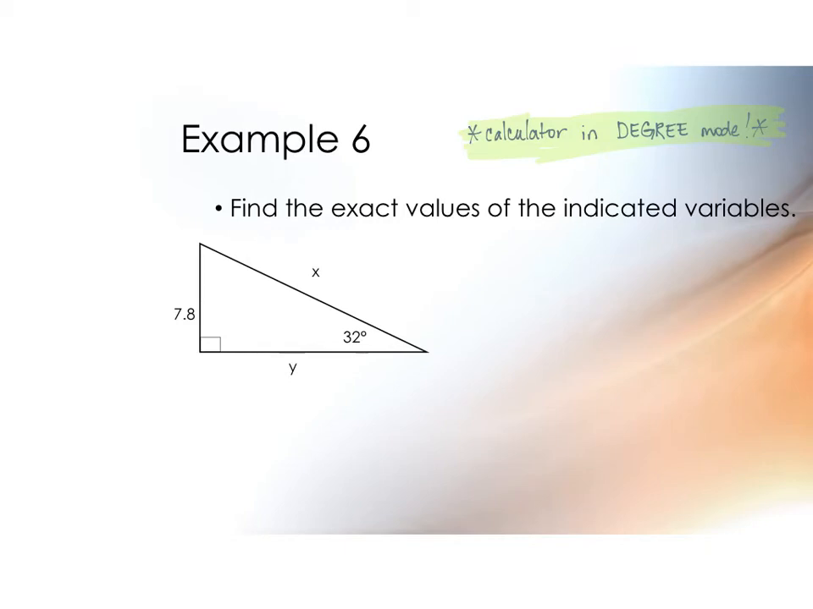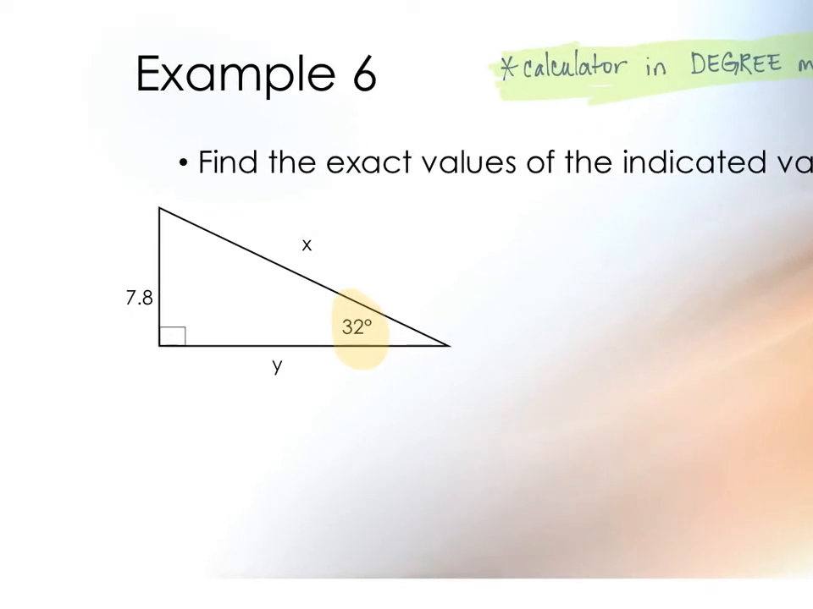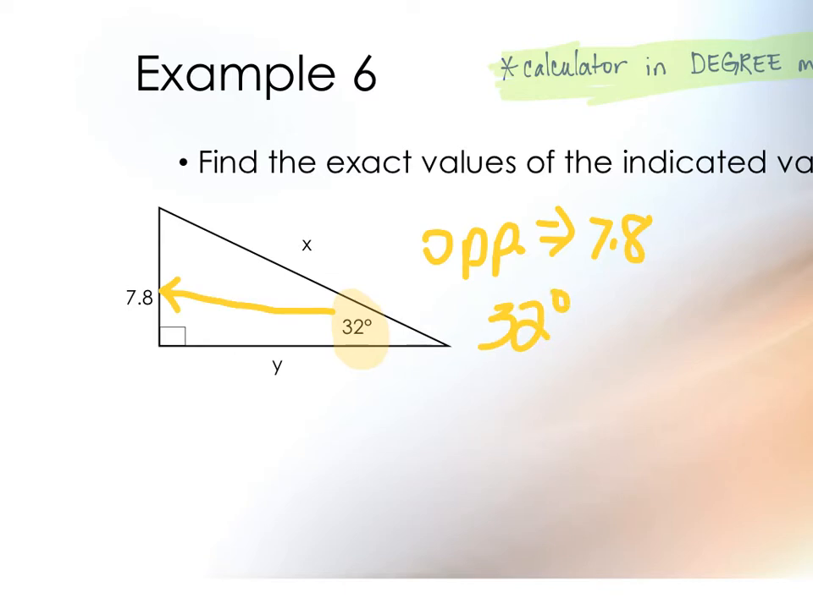Look at the information that is given. They gave me an angle measure, correct? What angle measure did they give me? 32 degrees. All right, so from 32, what is 7.8? The opposite. So the opposite side is 7.8, and they gave me the angle of 32 degrees. I have to find the adjacent and the hypotenuse.